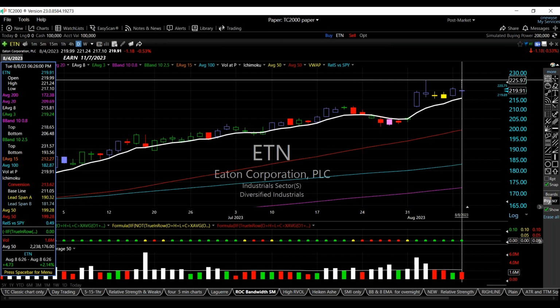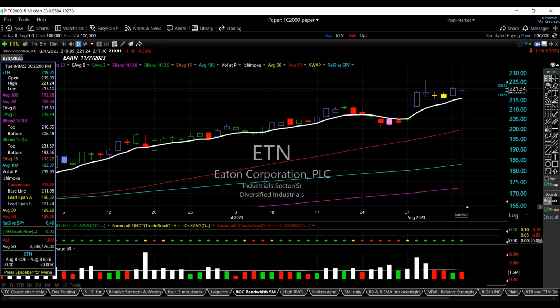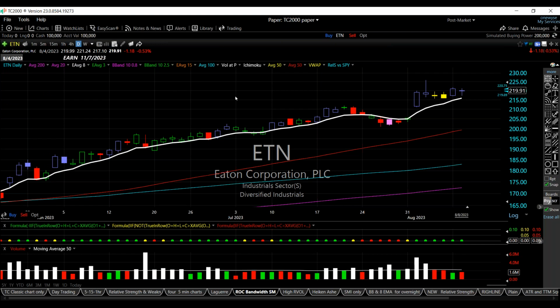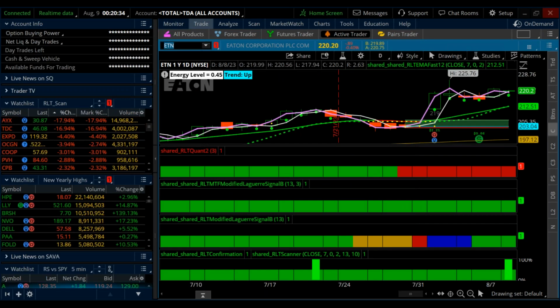Now it did have a spike way up here to 225, which is quite a bit higher. But this is definitely a bullish setup for you. And no earnings till 11/7. So this is a nice setup on ETN for a long. All right. Let's see what else I got here.